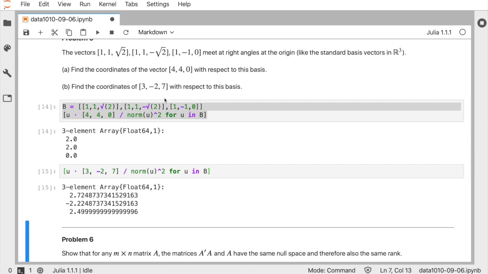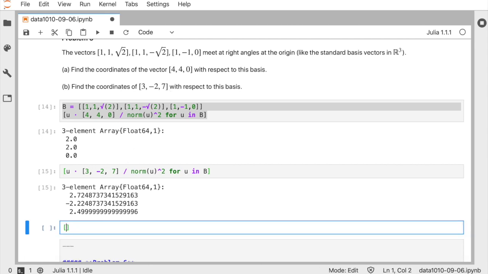We also could have solved this problem by just setting up a linear system. We could say C1 times this vector plus C2 times this vector plus C3 times this vector is equal to this vector. And just tell Julia to solve that linear system and we would get the same result. The advantage of doing it with dot products is that we can get each coordinate with a single calculation instead of having to do a full solve of a system of equations.